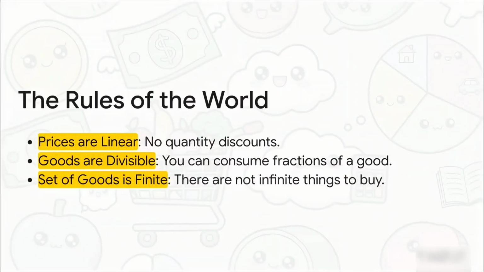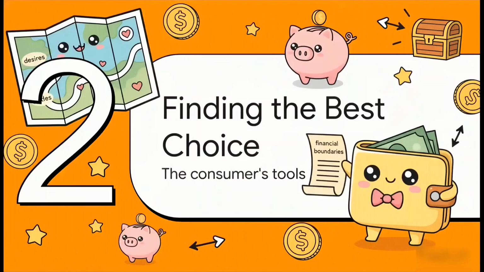Now, to build a model that actually works, economists had to lay down a few ground rules for this world. They basically assume a few things. No bulk discounts. You can buy fractions of things, like, say, half a pound of coffee, and there isn't an infinite number of things to choose from. These aren't perfectly realistic, but they really help us focus on the core logic of how we choose. All right, to solve this puzzle, our hero, the rational consumer, needs two really important tools. First, a map of what they actually want, and second, a very clear idea of what they can afford.